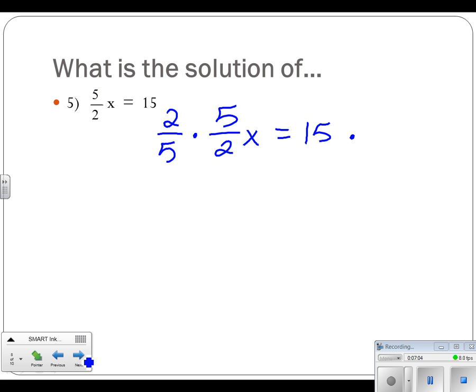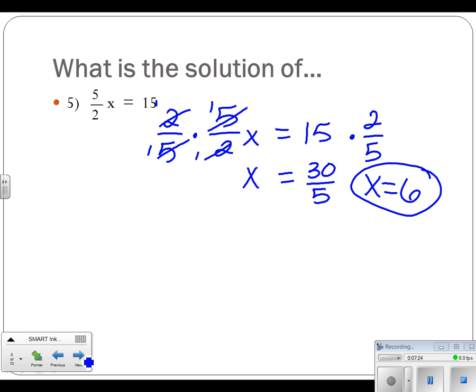Now if I multiply the left side by 2/5, I have to multiply the right side by 2/5. This all simplifies to 1, so you have 1x, x is all alone, and 15 times 2/5 would be 30 over 5, so x simplifies to 6. Come back, check your work by plugging in 6 for x in the original: 5 halves times 6 gives you 30 over 2, which is 15.